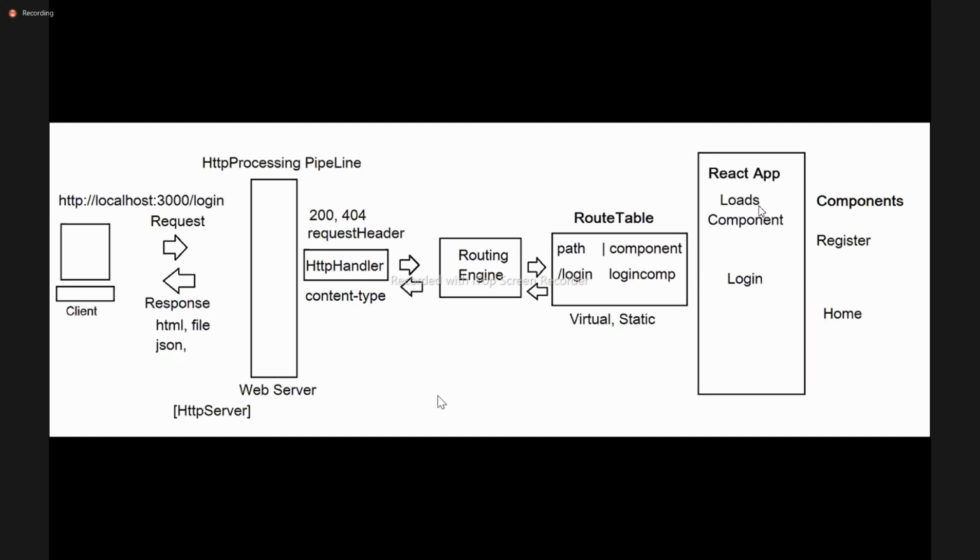That means you make a request, it comes to the web server and uses the handler. Through the handler, it will send the request to the routing engine. The routing engine will verify whether it is available or not. If not available, it will send 404 saying not found. If it is available, now it has to load that component into memory.